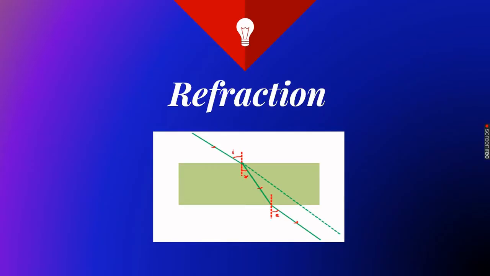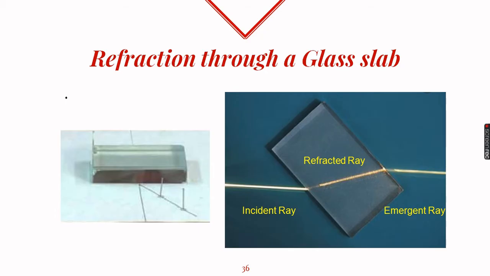Welcome back everyone. We have already discussed the phenomenon of refraction, that is, bending of light at the interface of two media. We also discussed the refractive index that measures this extent of bending. Today we will see a few practical applications of the phenomenon of refraction, and the first one is refraction through a glass slab. Now this is a glass slab.